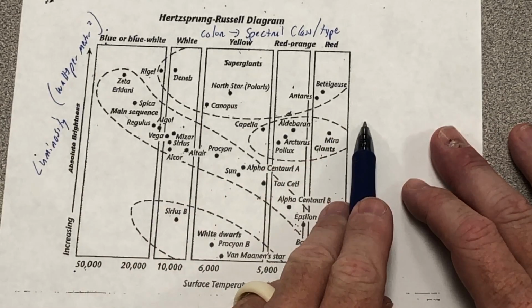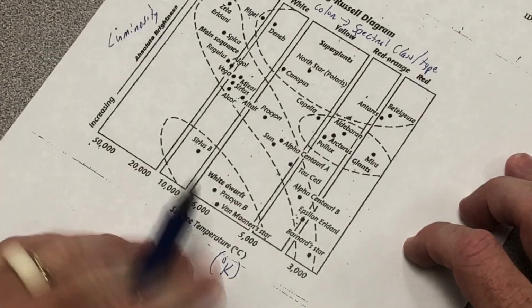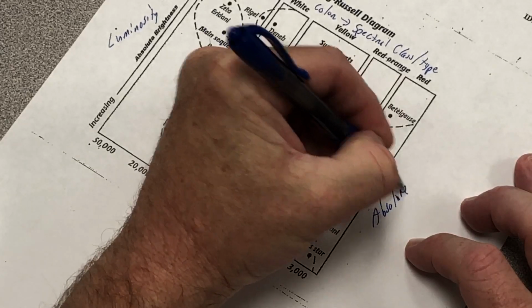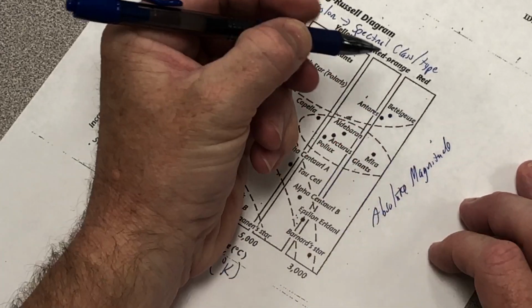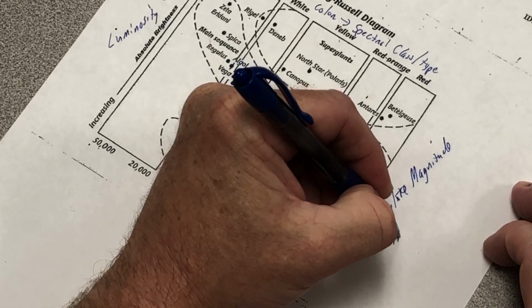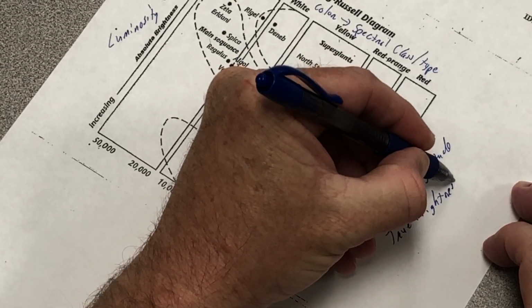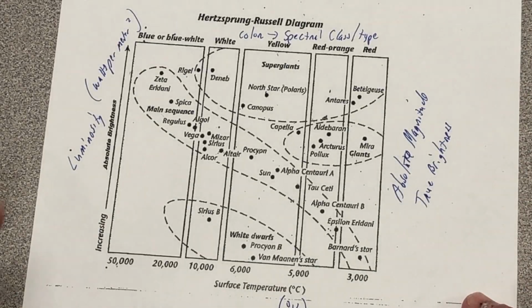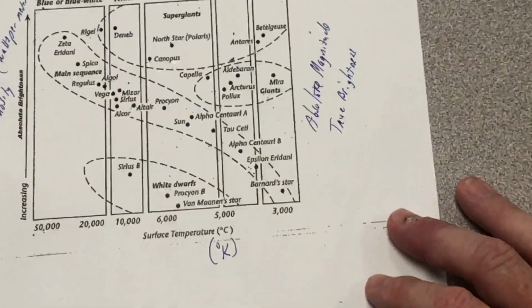Finally, over here, I will tell you, you will see something called, I'm going to turn this a little bit, absolute magnitude, okay? Also known as true brightness. Now, that just measures what it sounds like, the measurement of the brightness of the star.